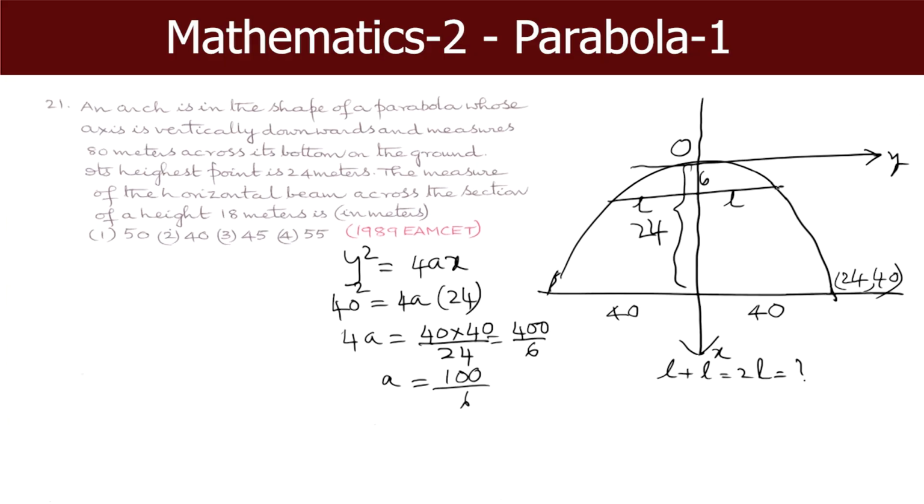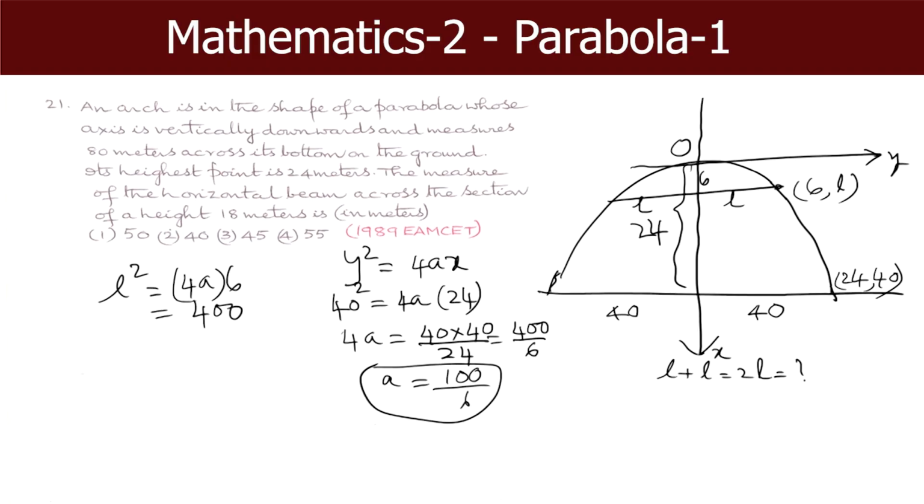ఈ పాయింట్ ఏమవుతుంది, ఇది పెరాబోలా మీద ఉంది. దీని ఎక్స్ కోఆర్డినేట్ 6, ఇది వై కోఆర్డినేట్ L. 6, L ఈజ్ ద పాయింట్ ఆన్ ది పెరాబోలా. అప్లై చేద్దాం కండిషన్. L² ఈక్వల్ టు 4a ఇంటూ 6. అందుకే ఇక్కడ నేను ఇది వదిలేసాను, ఇది అక్కర్లేదని రాద్దాం. 4a ఇంటూ 6 ఈజ్ 400. అండ్ దేర్ ఫోర్ L ఈక్వల్ టు 20. సో టోటల్ హారిజాంటల్ బీమ్ తాలూకు లెంగ్త్ ఎంత అవుతుంది, 2L. దిస్ ఈజ్ ఈక్వల్ టు 40. సో దట్ ఈజ్ ది ఆన్సర్. ఇంట్రెస్టింగ్‌గా ఉంది కదా క్వశ్చన్ అది.